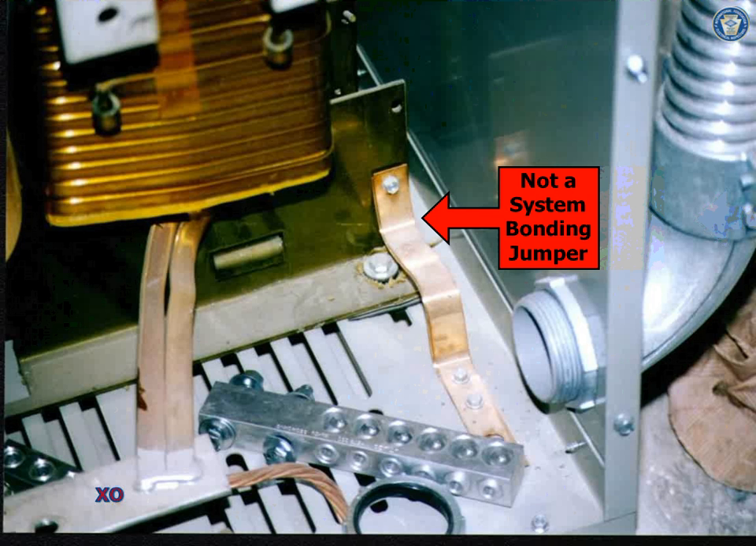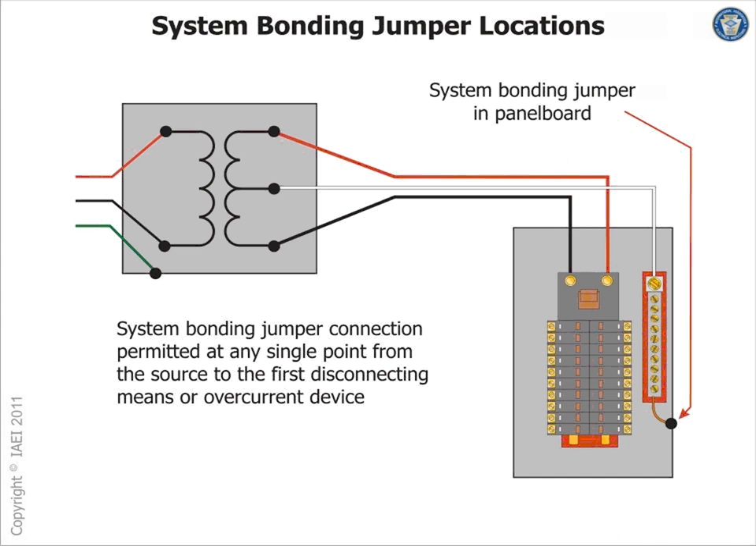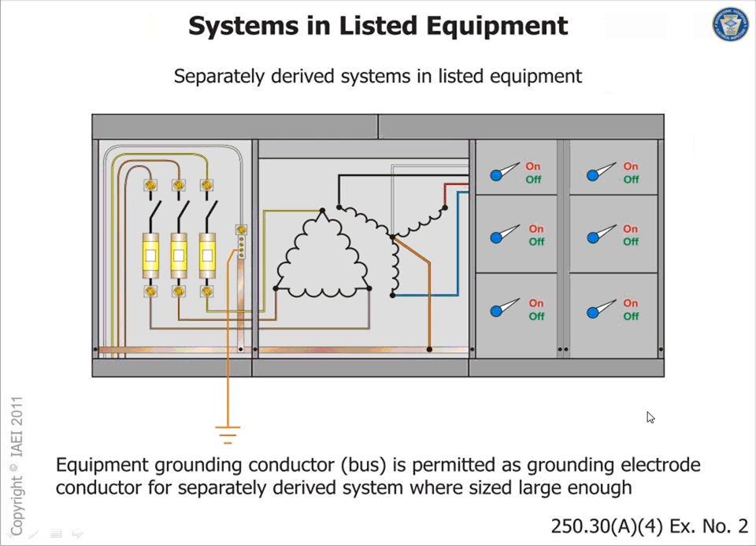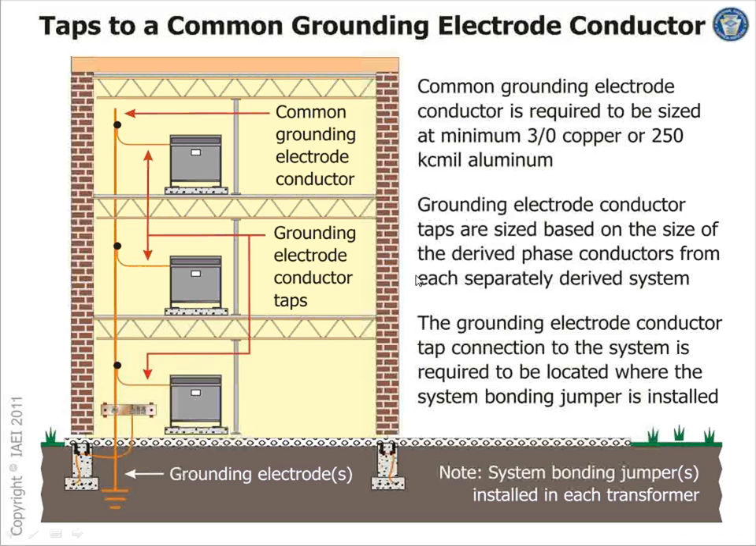Here's another way of doing it. Here's what you said, Dave. You can use the same thing. System bonding jumper can be inside the panel too. So system listed equipment. Here's a ground bar for the high voltage and low voltage inside the equipment.